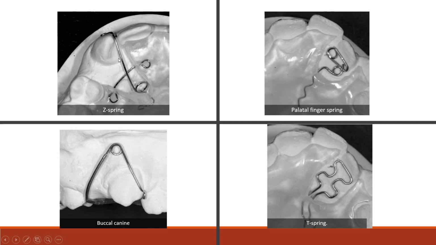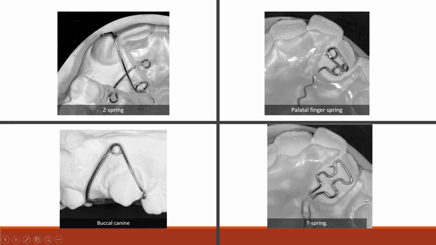Z spring is constructed in 0.5 mm stainless steel wire and generally used to move one or two teeth labially. Activation is achieved by pulling the spring away from the base plate at an angle of approximately 45 degrees, which will tend to displace the appliance away from the palate.